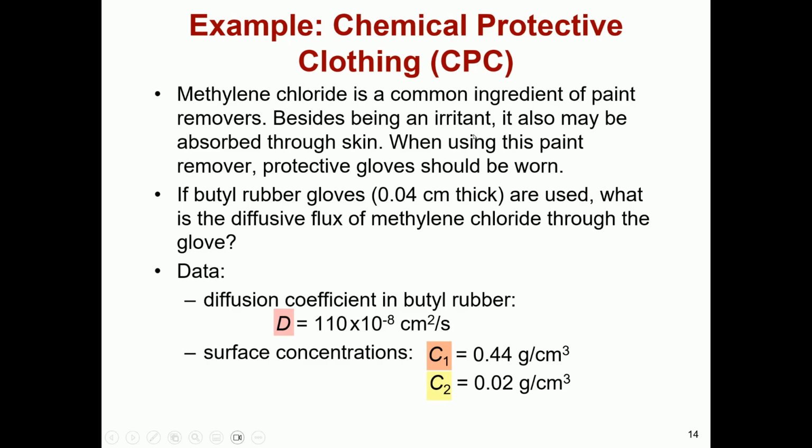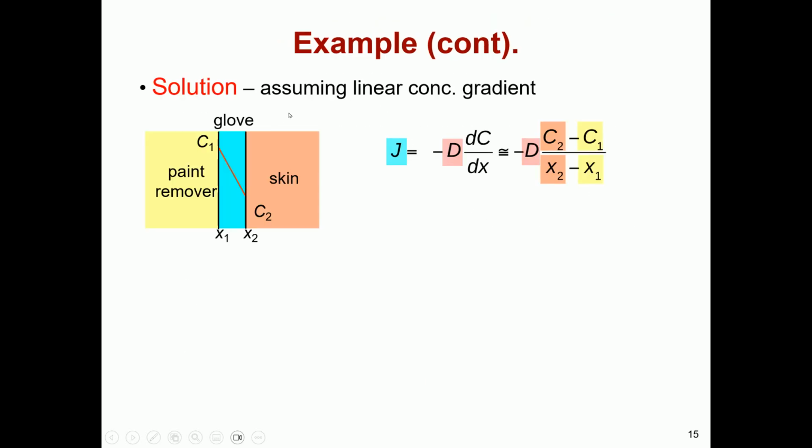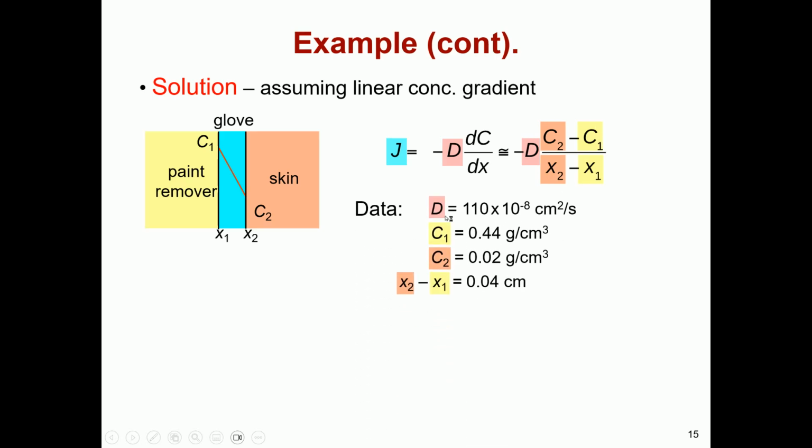Given data: the diffusion coefficient D is 110 times 10 to the minus 8 centimeter square per second. Paint remover side concentration C1 is 0.44 gram per cc and skin side C2 is 0.02 gram per cc. The glove thickness, as I already told you, is 0.04 centimeter. Applying Fick's law, with the assumption of a linear concentration gradient, you can calculate it here. So we evaluate.